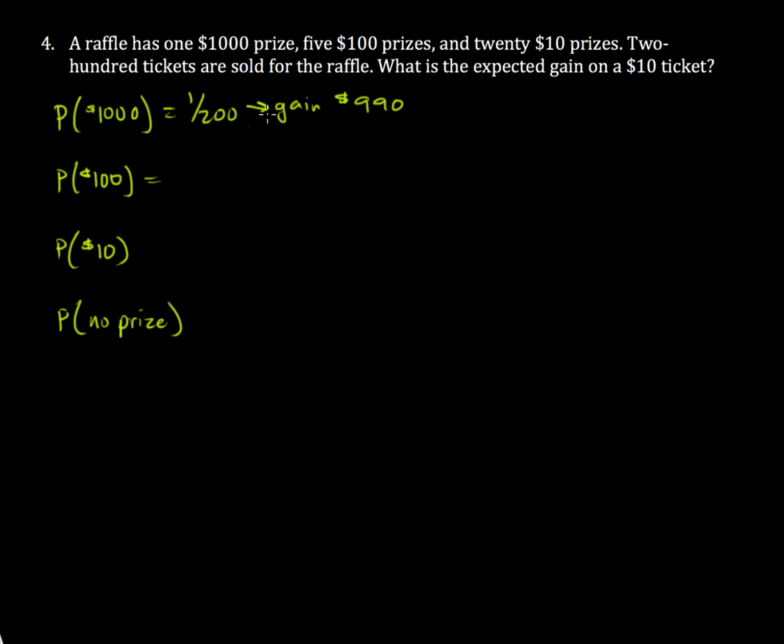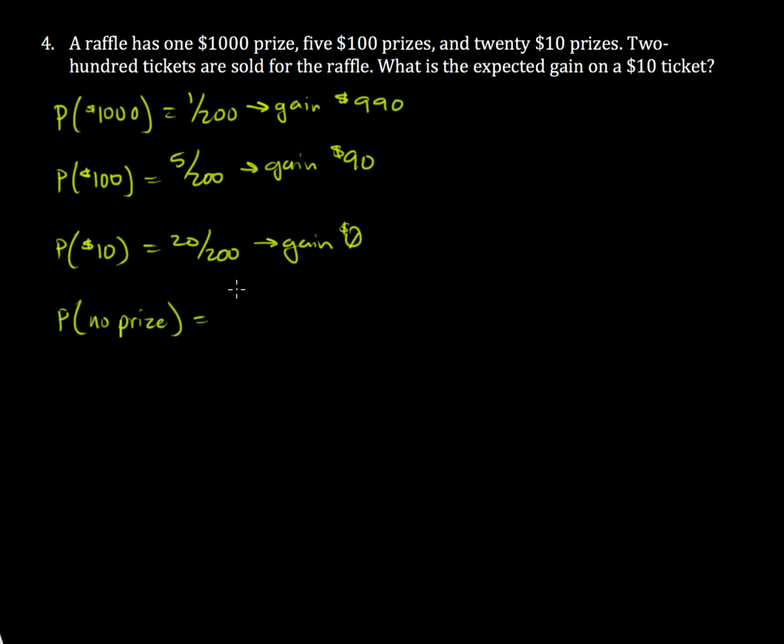The $100 prizes, there's 5 of them out of the 200 tickets sold. And similarly, we have to think of a gain here as only being $90 because you spent $10 on your ticket. The $10 prizes, there's 20 of them out of the 200 tickets sold, and that is a gain of 0 because you already spent $10. So you're basically getting your money back, and you're breaking even if you win one of these $10 prizes.